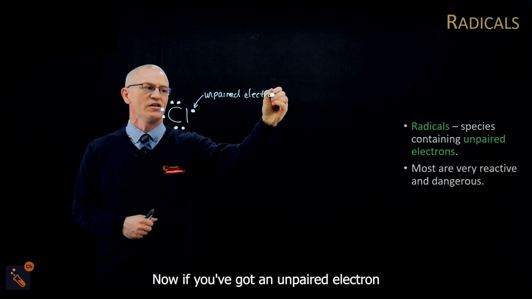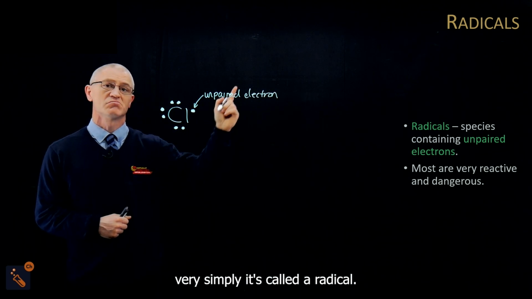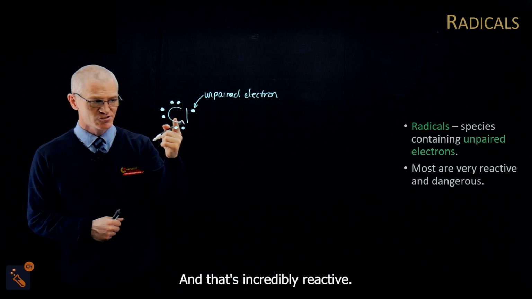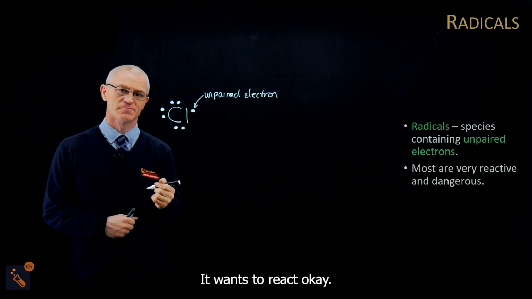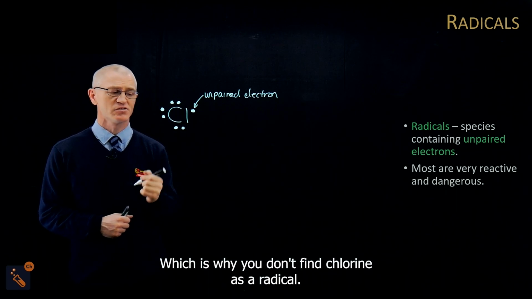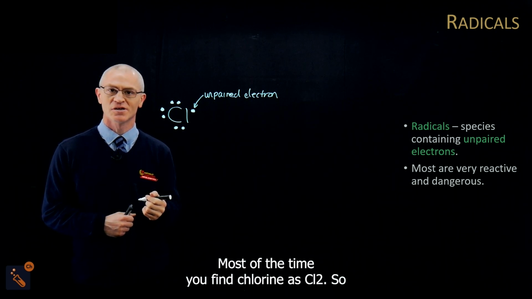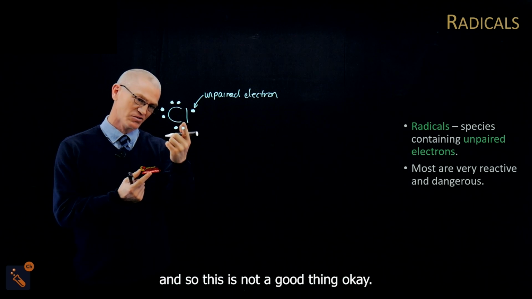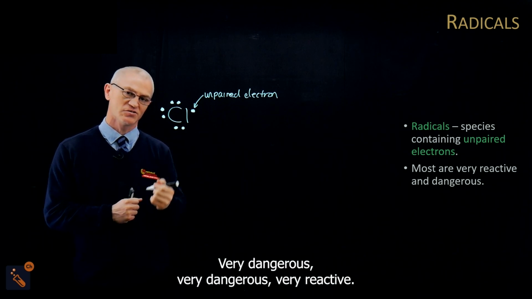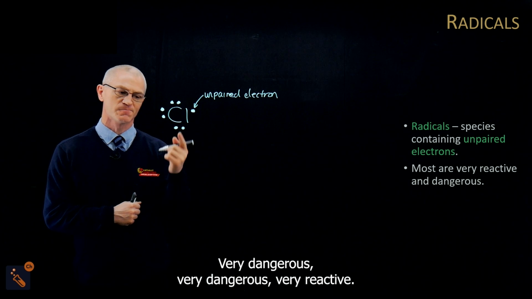Now if you've got an unpaired electron, very simply, it's called a radical. And that's incredibly reactive. It wants to react, which is why you don't find chlorine as a radical most of the time. You find chlorine as Cl2. So this is not a good thing. Very dangerous, very reactive.